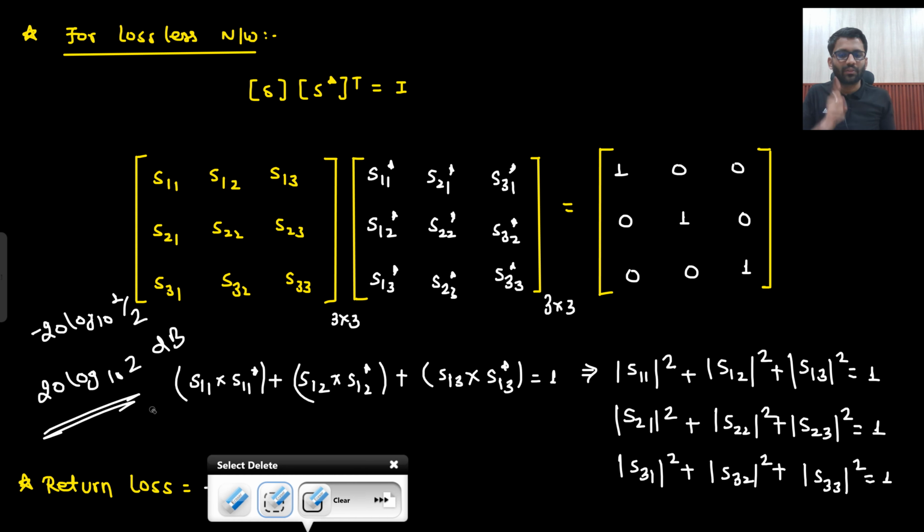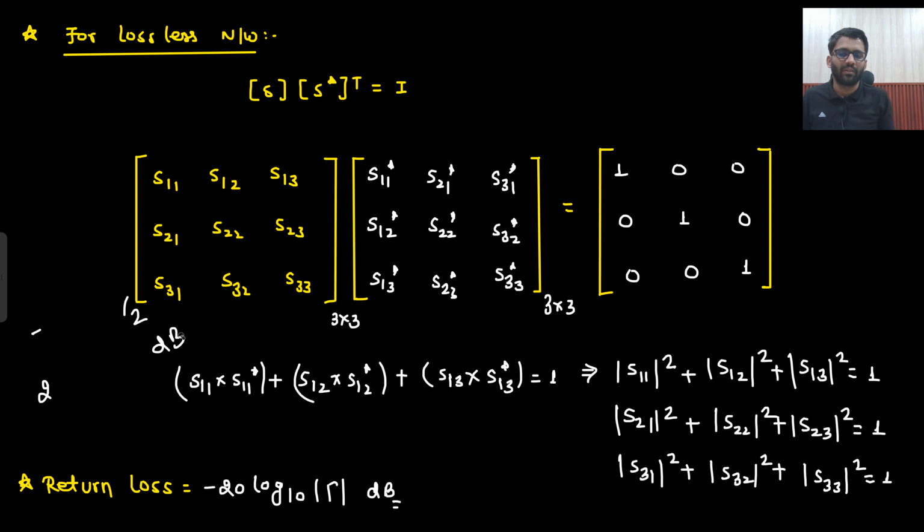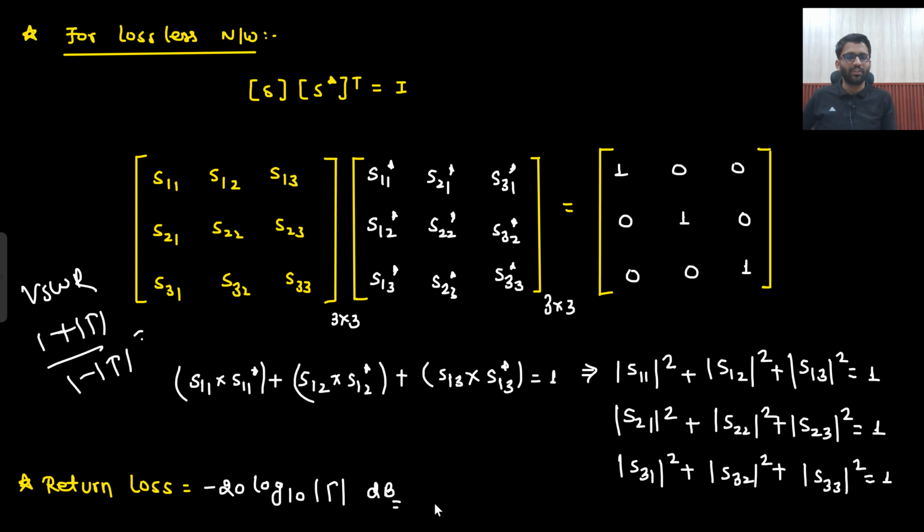Once a question was asked on this particular topic, what do you mean by return loss? They mentioned the return loss and then asked for the VSWR value. If return loss is mentioned, I can find the mod of gamma, and then 1 plus mod of gamma divided by 1 minus mod of gamma is equal to VSWR. So this is what they asked. I hope you know what return loss means.